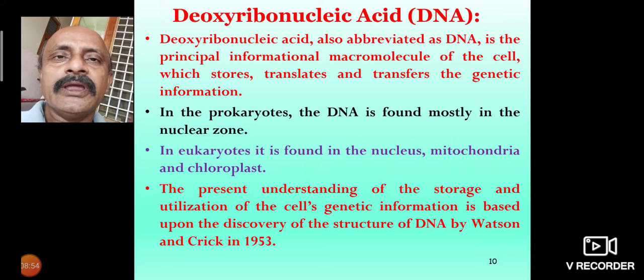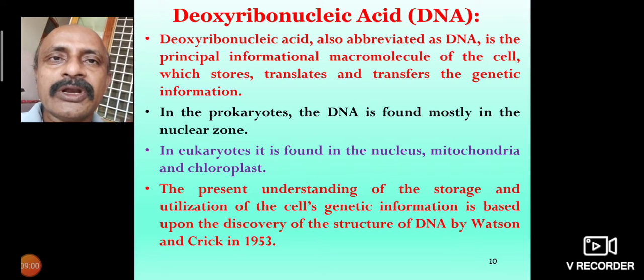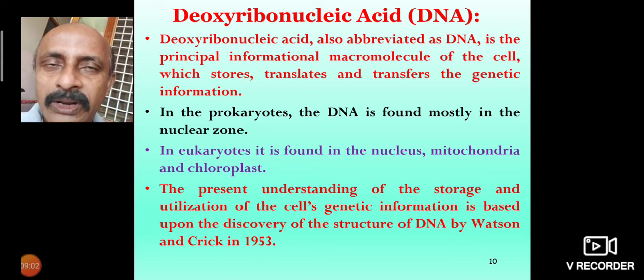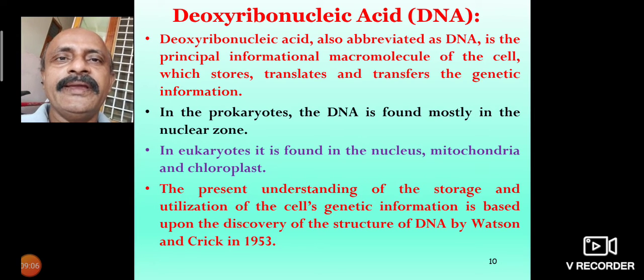What are genes? Two or three genes combine in the formation of DNA. When more than three genes are combined, they form a thread-like structure called DNA. So in eukaryotes, DNA is found in the nucleus, mitochondria and chloroplast.